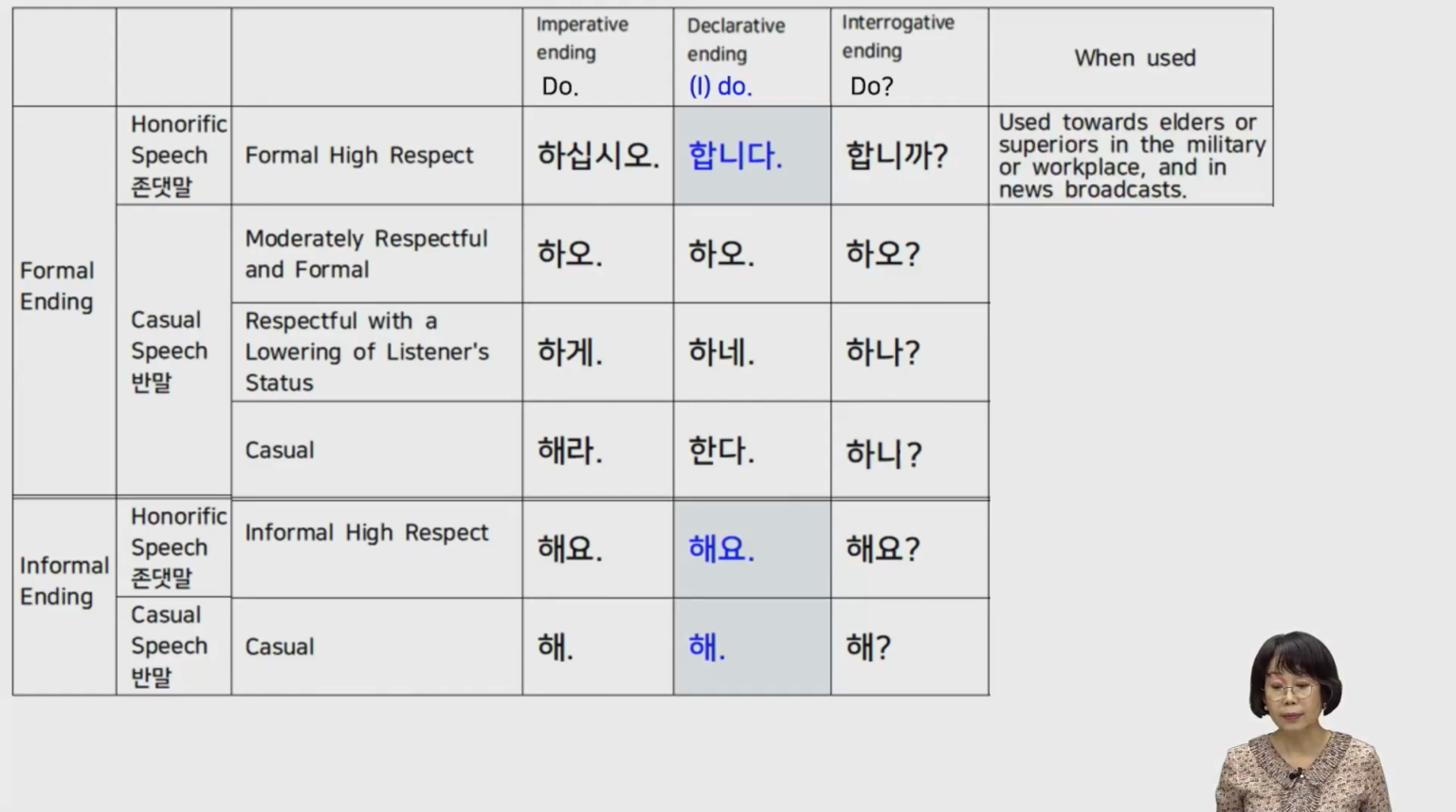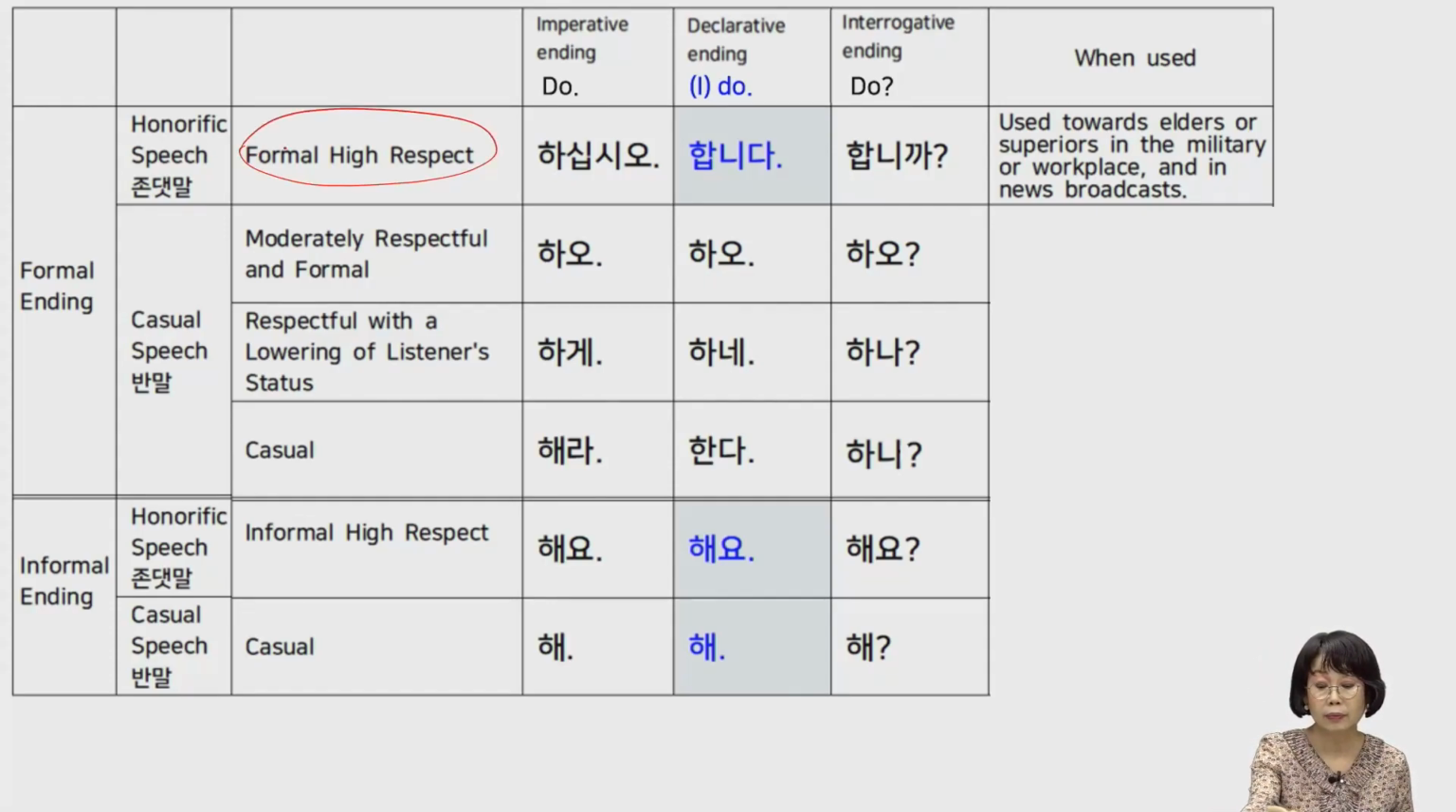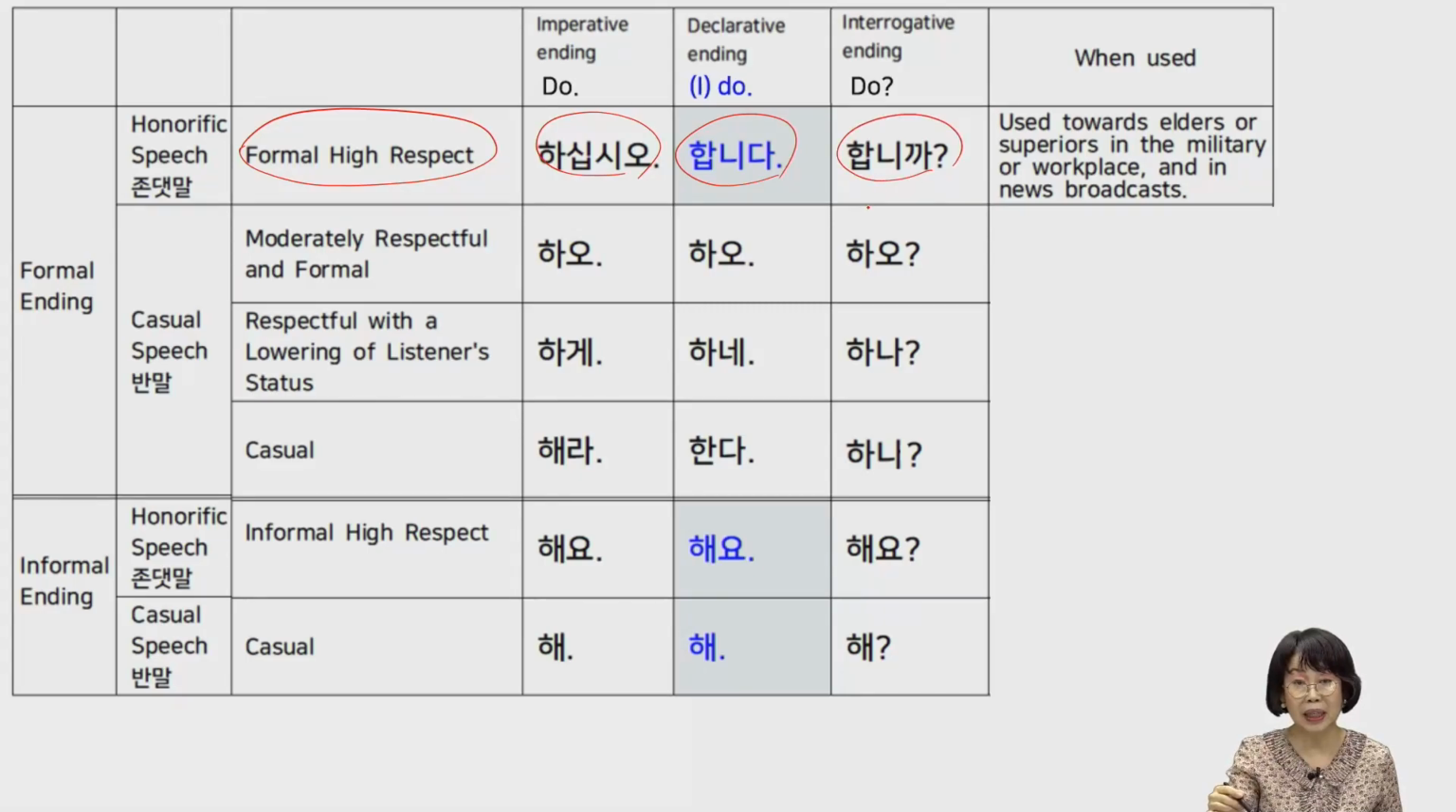When used. Formal high respect: 하십시오, 합니다, 합니까? They're used toward elders or superiors in the military or workplace and in news broadcast.